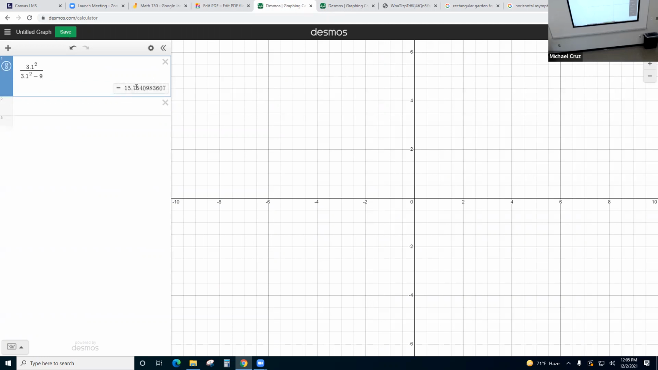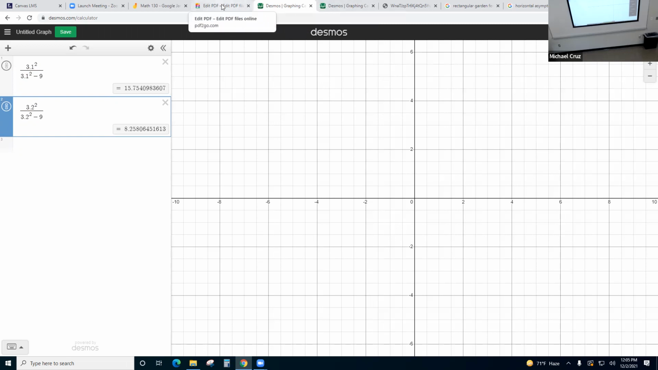So that's 15. It looks to me like it's getting higher. Let me put in one more. Let's say I put in 3.2. That'll give us an idea of what's happening. So it's getting farther and farther on the positive side. All right, so it's getting, yeah.